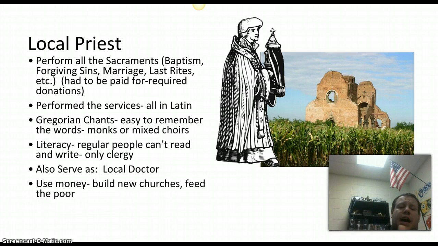Besides that, the priests had a lot of other roles too. A lot of times they were the local doctor. If you got hurt, you went to the church. If you had problems, poor, poverty, you went to the church. A lot of times the money that went into the church was used for the people. Either you build a new church, a bigger church, a better church, used to feed the poor, take care of the injured. A lot of things were used that way in terms of local priests.